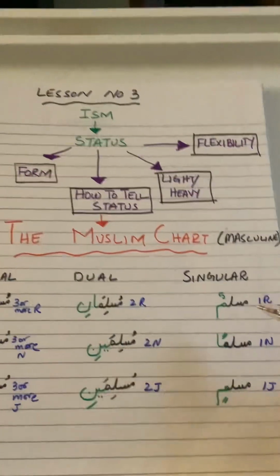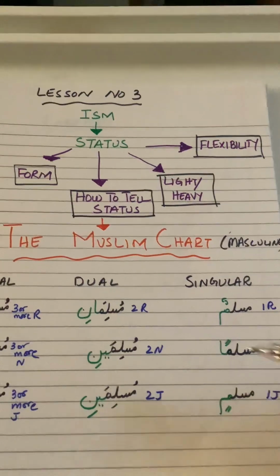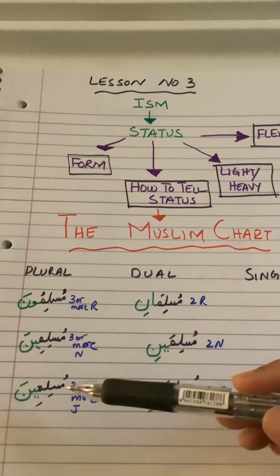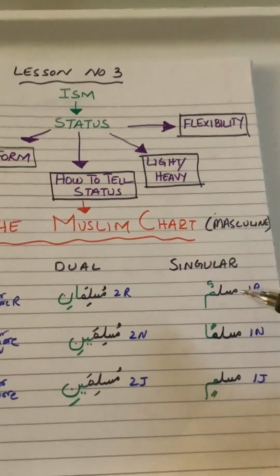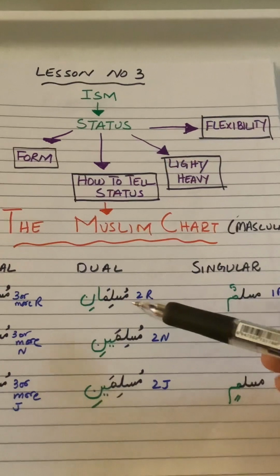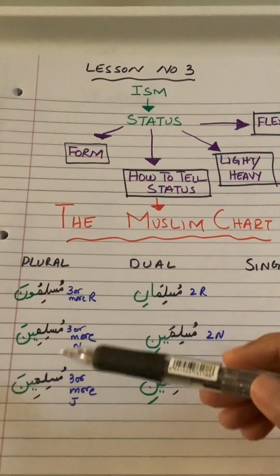So let's read this chart one more time. Muslimun, musliman, muslimin, muslimani, muslimaini, muslimaini, muslimuna, muslimina, muslimina. Say it with me.